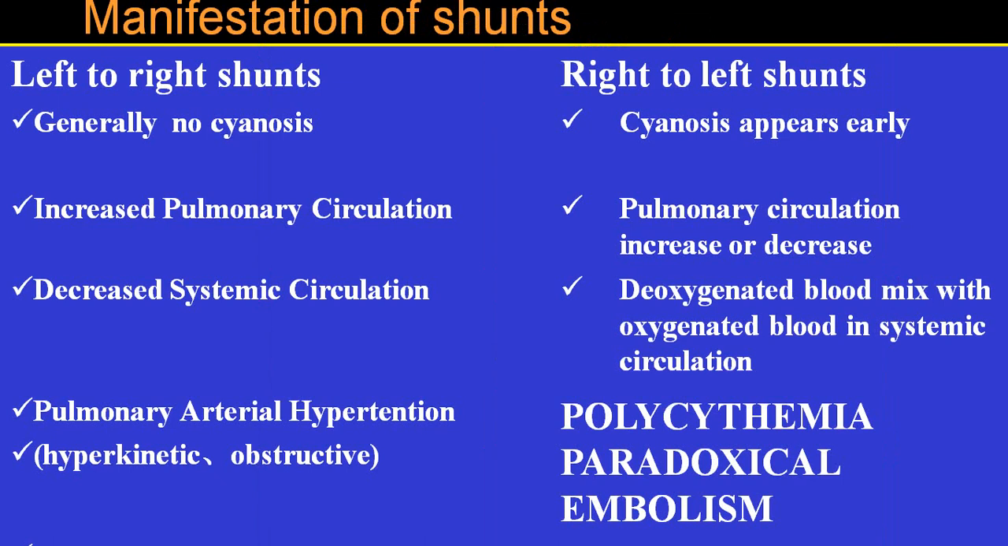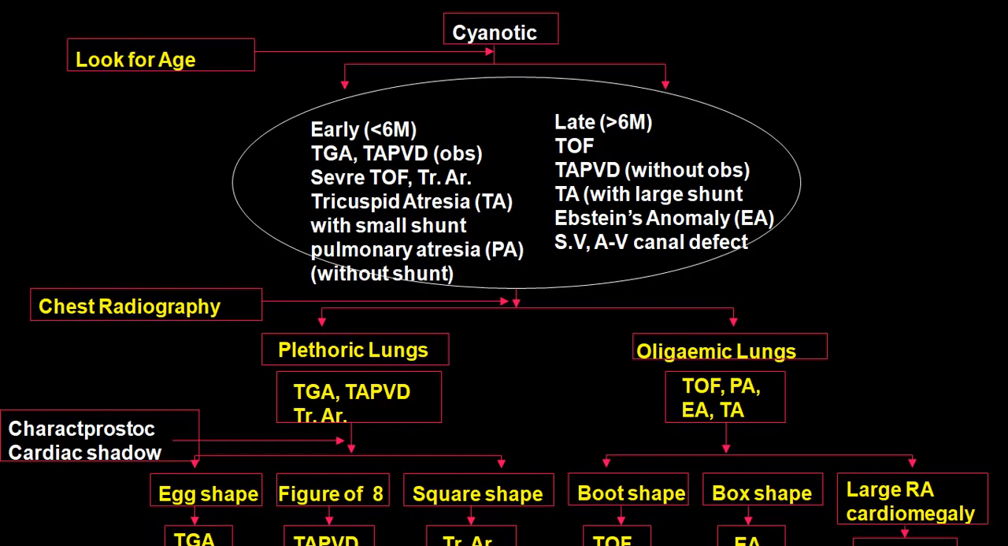If you want to differentiate between left to right shunt and right to left shunt: right to left shunt will be all cyanotic. There will be always decrease in pulmonary circulation by and large. There will be polycythemia and a very high chance of paradoxical embolization. While in case of a left to right shunt, there is increased pulmonary circulation, decreased systemic circulation, pulmonary arterial hypertension and persistent cyanosis in late stage because of reversal of the shunt. This is how you approach a cyanotic heart disease group, in an early stage, in a late stage.